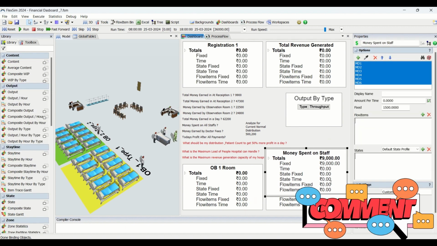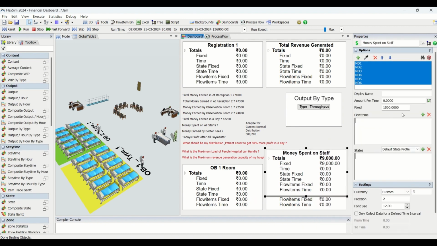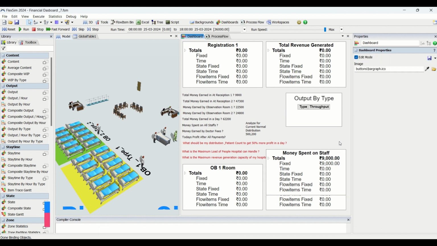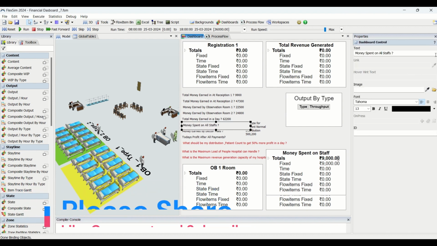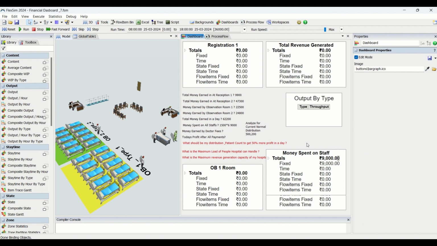Okay, so this is all about it. You can apply fixed per person, you can apply fixed for all. So you just need to enter one amount here, it will multiply by 6 and give you the result in your dashboards. So let us assume that we had the rate of 1,500 per person, so we got 9,000 rupees which were spent for all the staff.